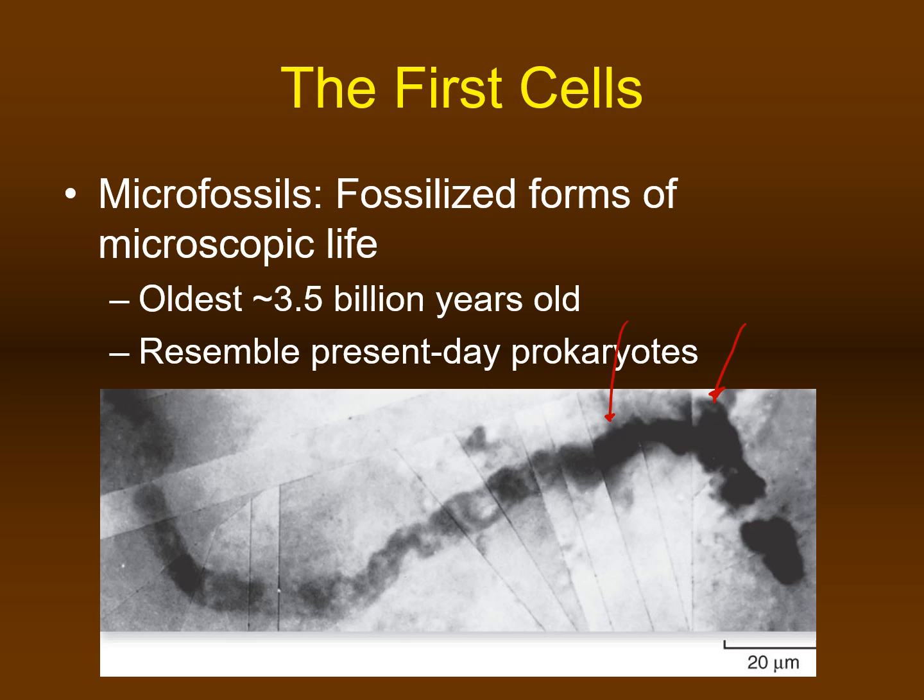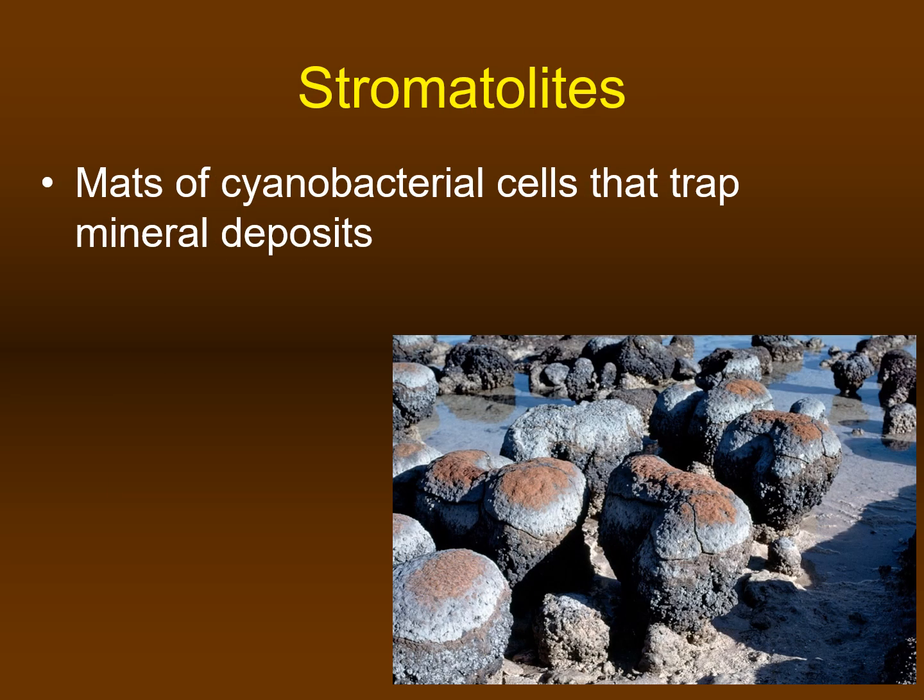The oldest prokaryotes are about 3.5 billion years old. That was the time when life actually started. In modern days, we actually have those ancient relics in the form of stromatolites.